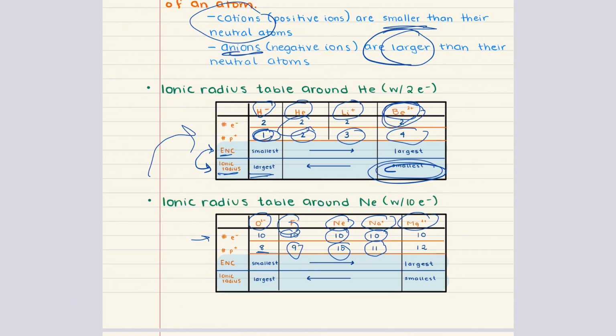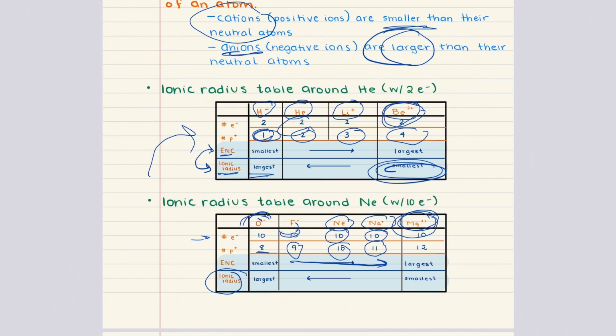We're going to notice a very similar trend here. Going from our oxide ion to our magnesium ion, the effective nuclear charge increases. And our ionic radius, going from our oxide ion to our magnesium ion, is going to decrease. That means that our oxide ion has the largest ionic radius and our magnesium ion has the smallest ionic radius. Let's still work through each of these and talk about it.